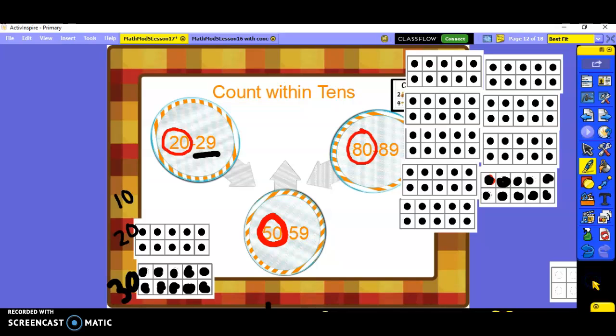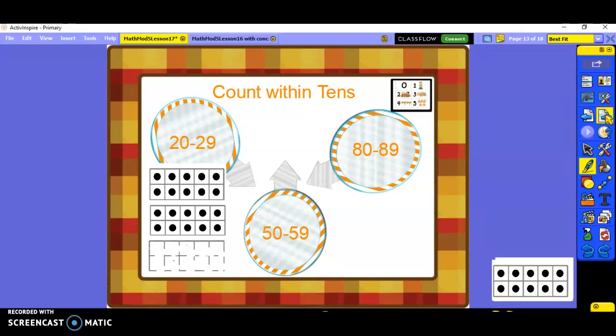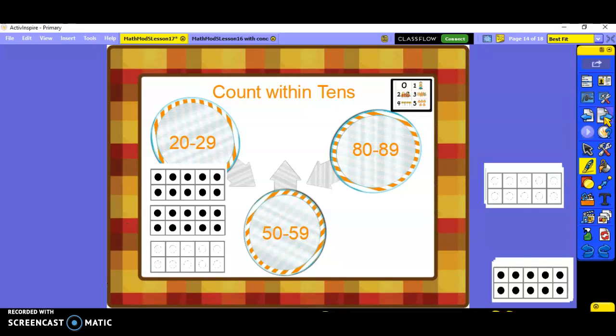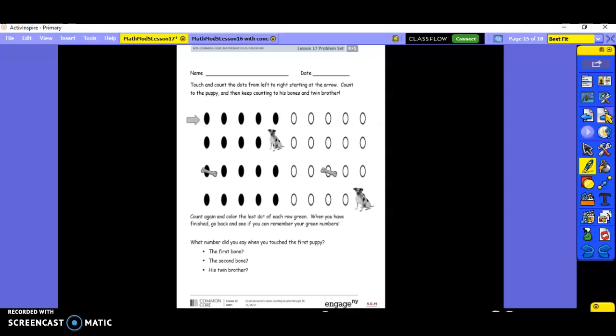You did such a good job counting today. Now we're going to move on to our problem set. You're going to be touching and counting from left to right. You're going to count to the puppy, and you're going to keep counting all the way to his bones and his brother. Then you're going to count back again. I want you to do your best to count by ones and talk about the numbers with your mommy and your daddy.